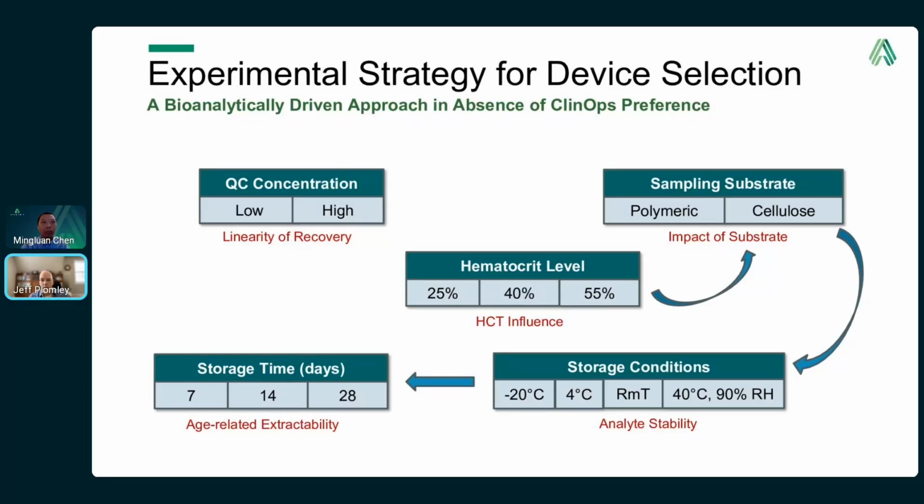We then store those microsamples at -20, 4, and room temperature, and under conditions of accelerated stability testing at 40 degrees and 90% relative humidity. We then define a reasonable storage time over which to titrate our recovery assessment as a function of hematocrit, substrate, and storage temperature, typically up to 28 days, which falls within the range of method development time for completion.